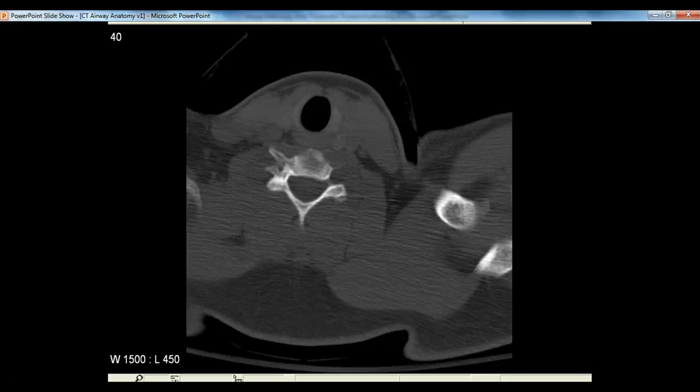So if somebody had a foreign body obstruction above the level of the vocal cords, if somebody had what's called angioedema, or they had swelling from an allergic reaction, or they had airway burns and they had obstruction above the level of the vocal cords, that's the spot that we would cut through. And you can see it's very close to the skin. It's very easy to access.